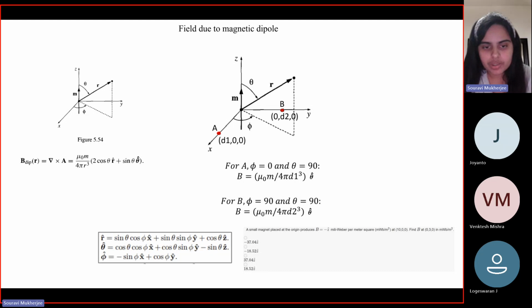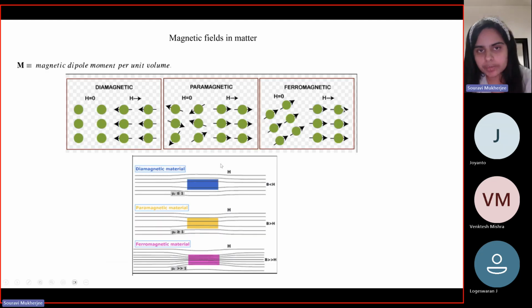Okay. Now talking about magnetic fields in matter. Just like in electrostatics, you saw that if you put an atom in an electric field, it gets polarized, and you can have a net polarization per unit volume. Similarly, now you can also have a net magnetization per unit volume. So it's basically magnetic dipole moment per unit volume, which is called magnetization, right?